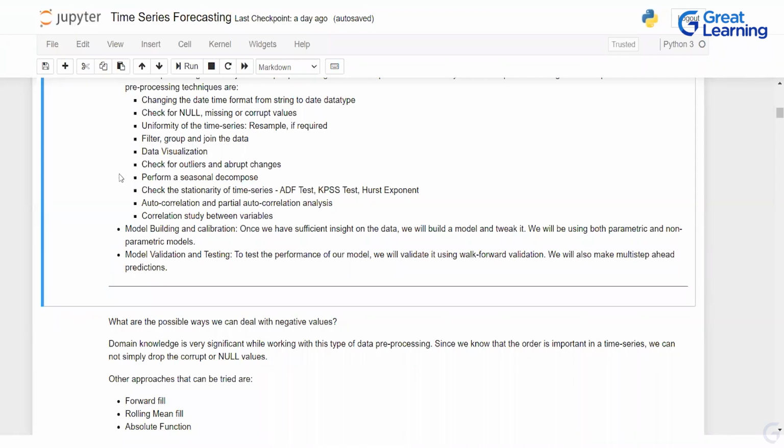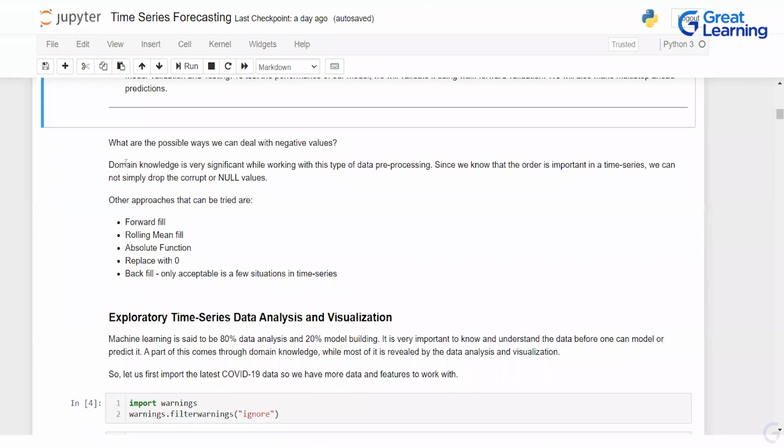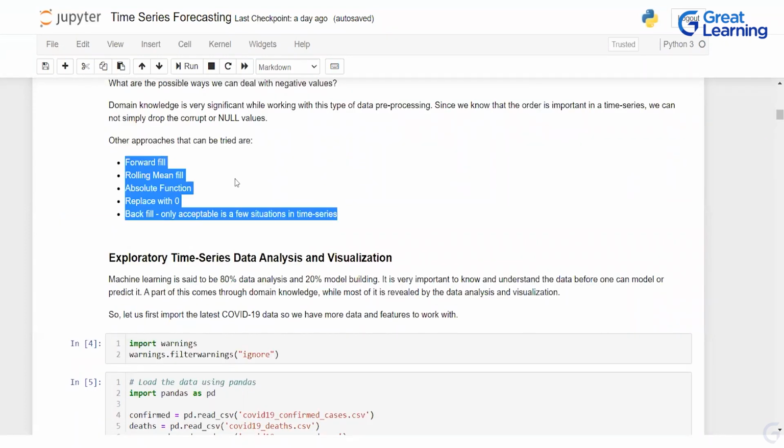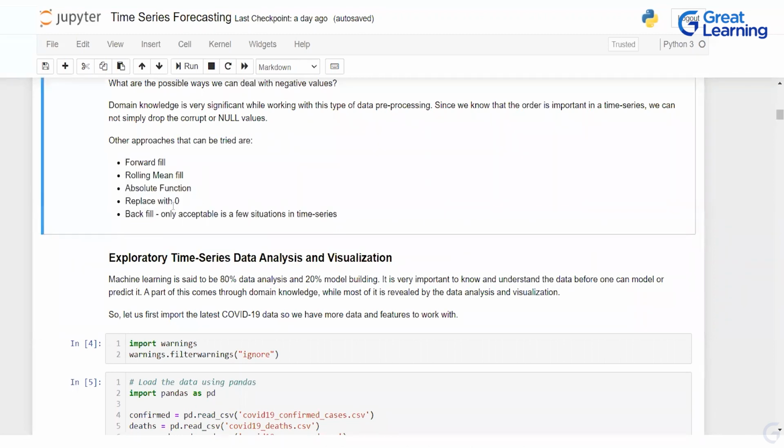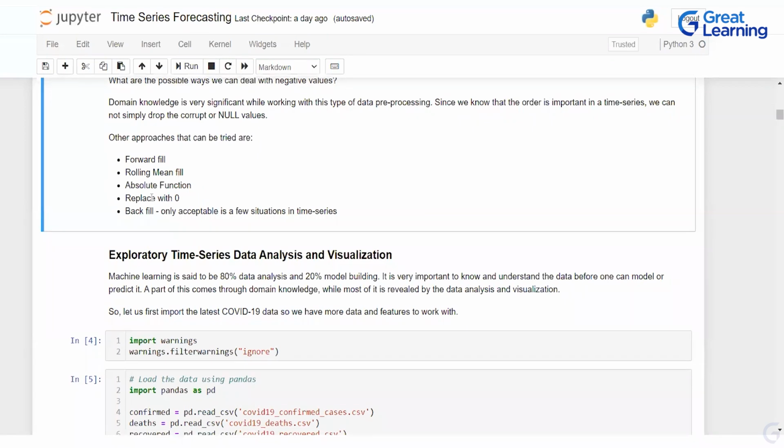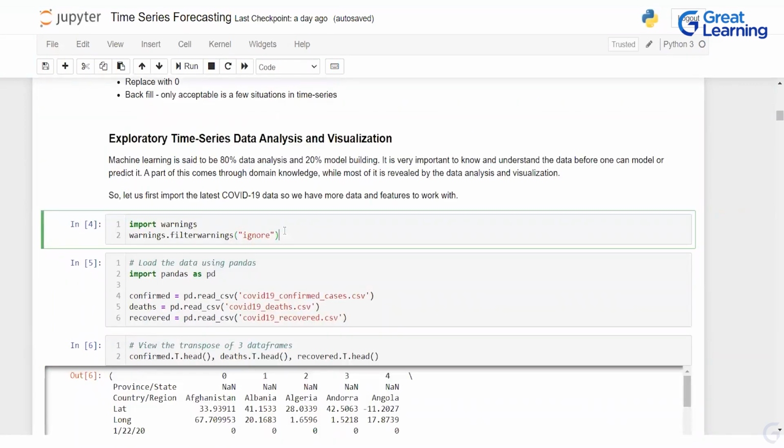How to treat the missing value? Missing values you have to treat. These are the most common ones used in industry: forward fill, rolling mean fill, absolute function, replaced with zero. Backfill is only acceptable in a few situations. This is pretty much understandable. Let's start. First thing I'm going to do is the filter warnings, so that warnings are no more there.